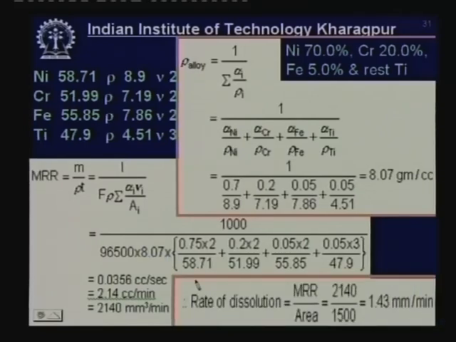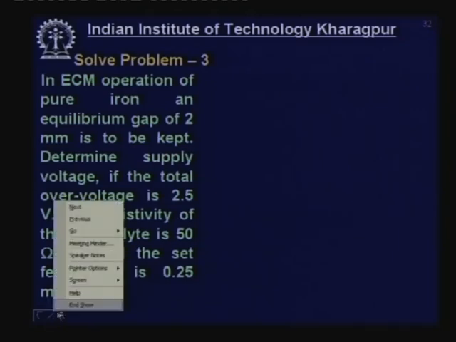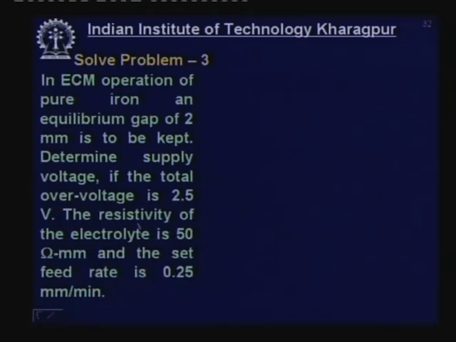And what is the rate of dissolution? In the problem, the area was given as 1500 millimeter square. So, I can also get the rate of dissolution as around 1.53 millimeter per minute. Now, let us go to the third problem. In an ECM operation of pure iron, an equilibrium gap of 2 millimeter is to be kept. Determine the supply voltage.